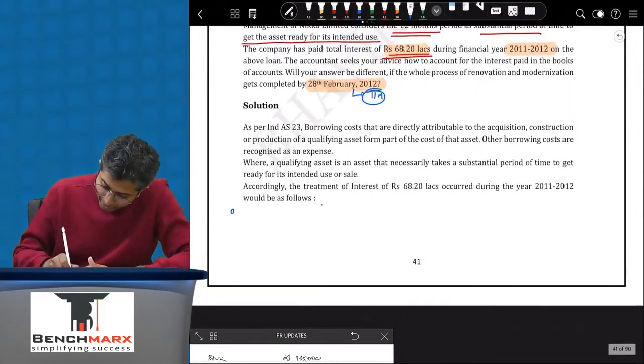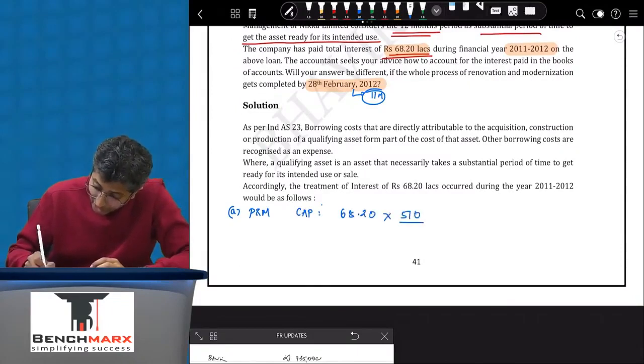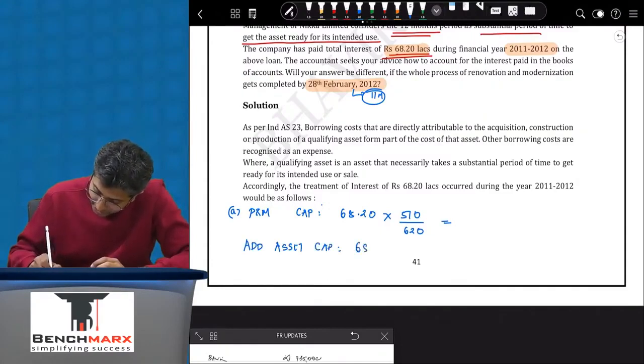So, two parts. In the first part, you can say that the amount which is spent towards plant and machinery will be capitalized, the borrowing cost. How do we calculate that? Well, 68.2 into 510 out of 620. Second is the amount spent towards additional assets, which will also be capitalized, which is 68.2 into 54 upon 620. And lastly, working capital.